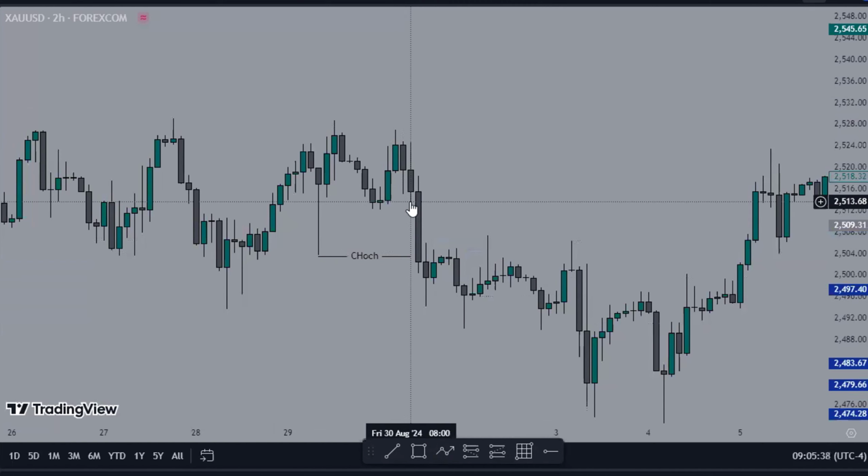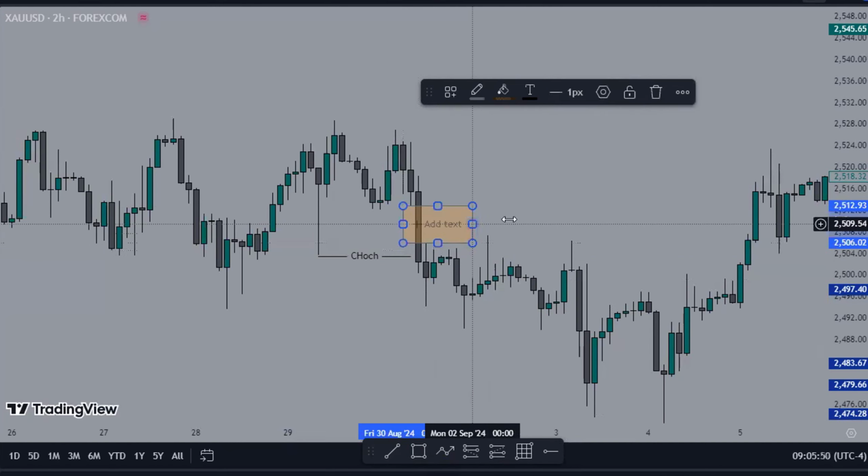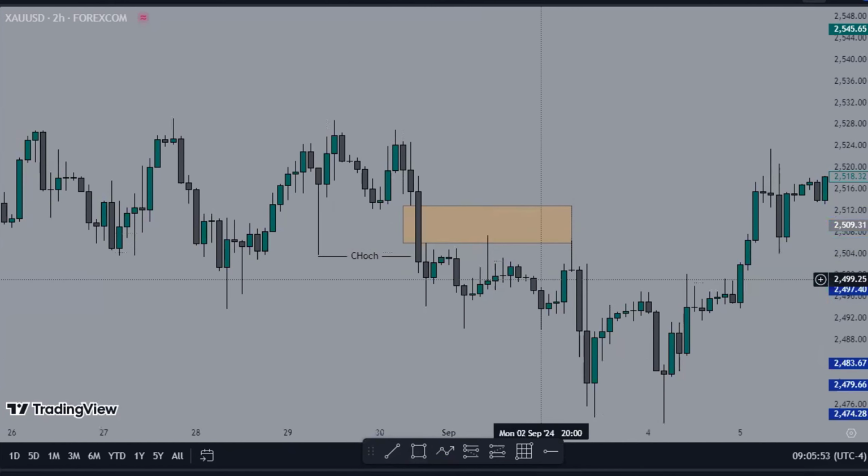Let me show that again. I don't know if you guys saw it. You see this wick? You see this space on this candle? This space, because this wick and this wick did not touch. That is our fair value gap. Highlight it like that. Boom. This box is your entry, is your trade.